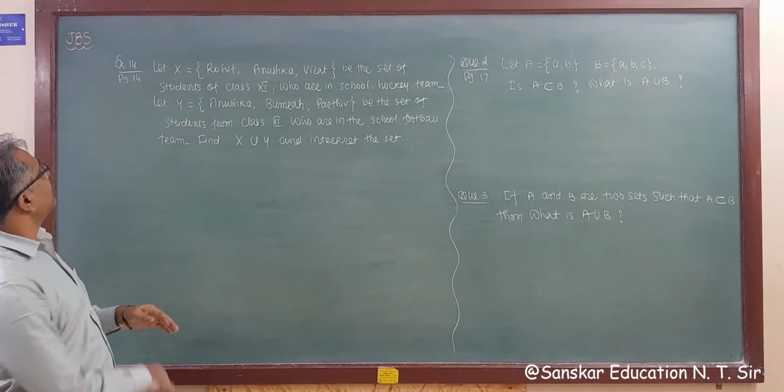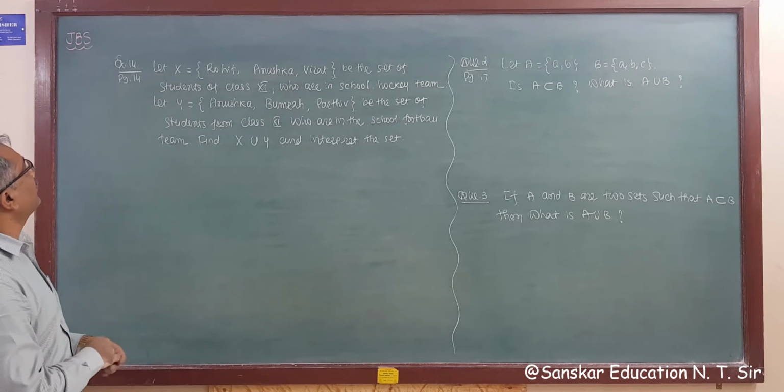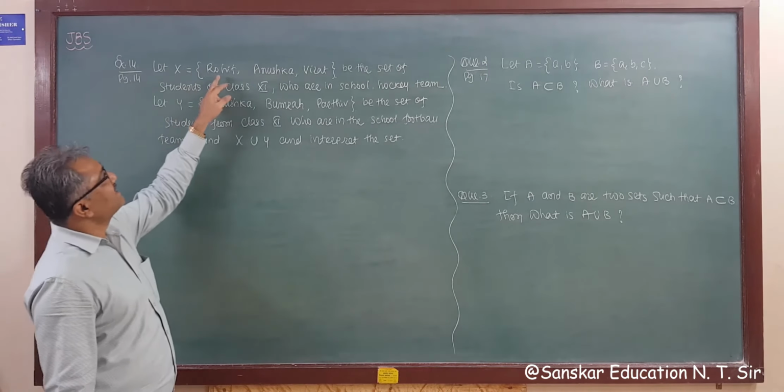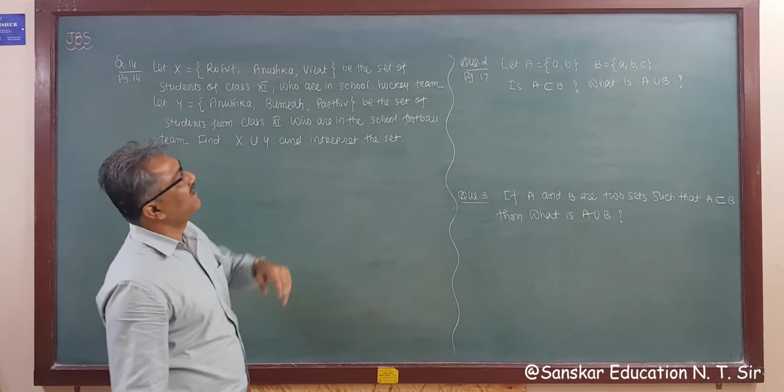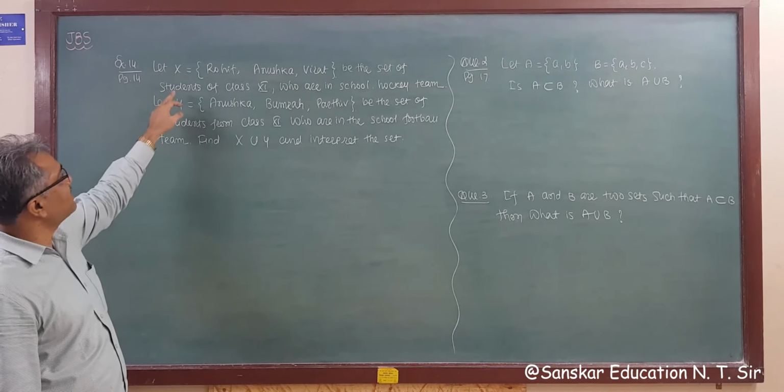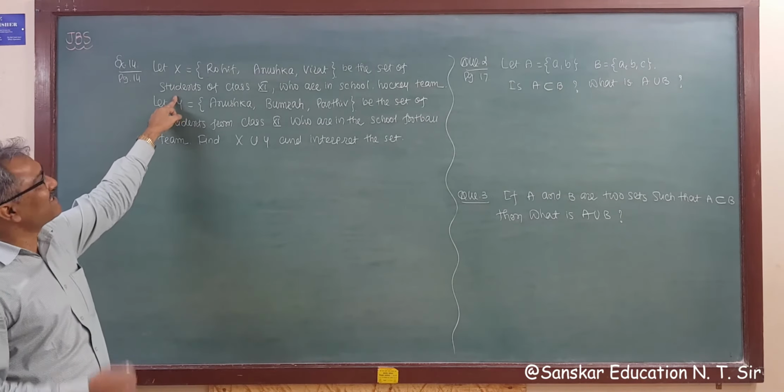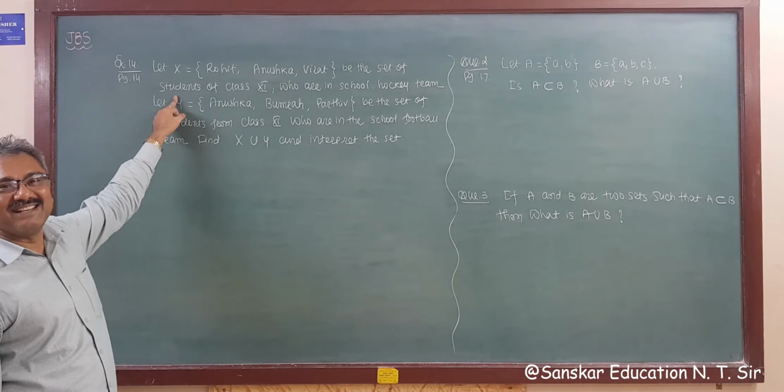So the next question is example number 14, page 14. Let X be the set of Rohit, Anushka and Virat, students of class 11. So Rohit, Anushka and Virat are in class 11.